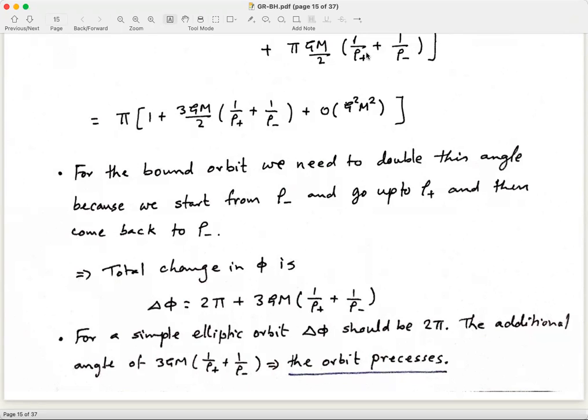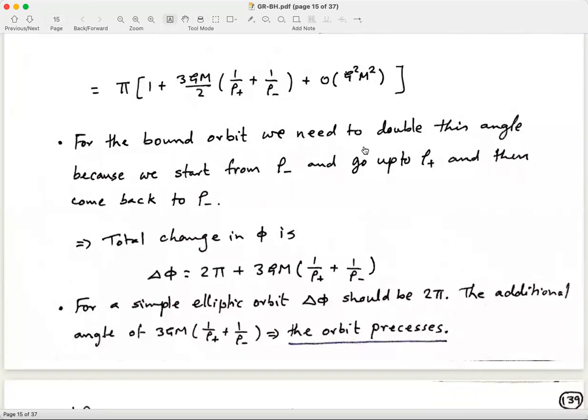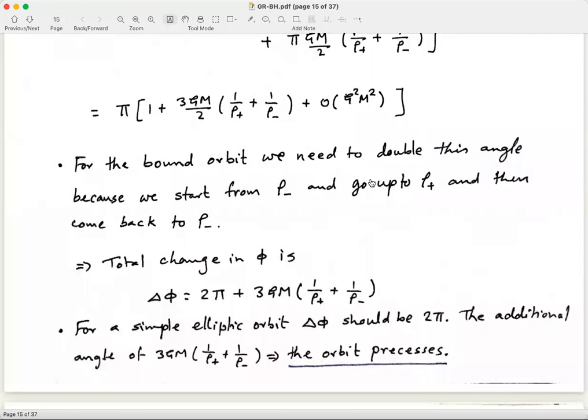Last time we looked at the bound orbits around a point mass, and in that study we saw that the orbit is elliptical, but the azimuthal angle after a single revolution doesn't come back to itself. In fact, what we find is that delta phi should have been 2 pi for it to come back to itself. It is not that, but it is 2 pi plus some additional number. And that number, of course, depends on the eccentricity of the orbit, in the sense that rho plus and rho minus are the quantities related to the eccentricity of the elliptical orbit.